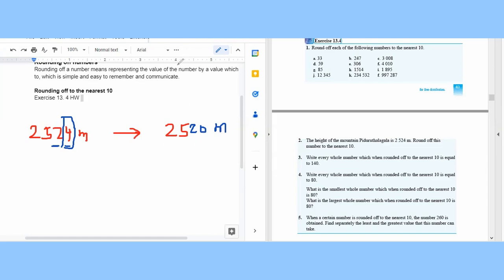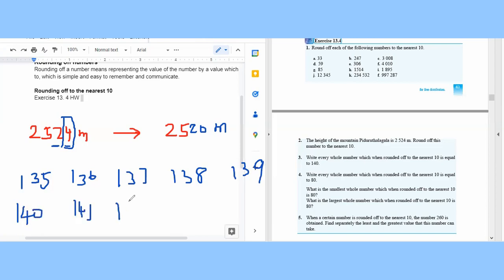So I hope you would have got the numbers that would give you 140 when you round those numbers to the nearest 10. So let's see. 135 would be the first number that would give you 140 when you round it to the nearest 10. Then 136, 137, 138, 139, 140, 141, 142, 143, 144. So all these numbers would give you 140 if you round these numbers to the nearest 10.